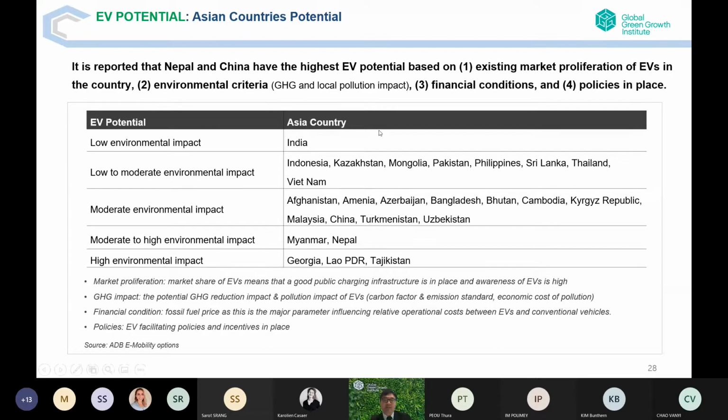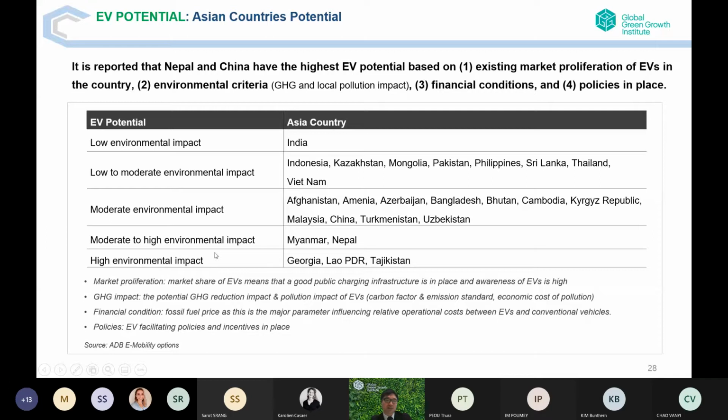The Asian Development Bank, in 2018, conducted research and identified which countries have the potential to introduce electric mobility. There are four categories: market, environmental impact, financial condition, and policies. Based on the four categories, they produced this table.